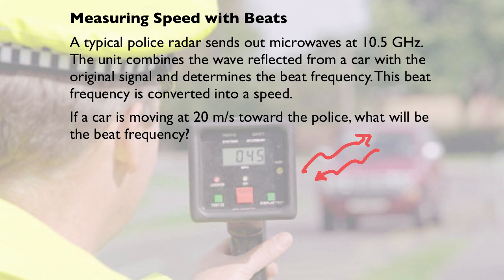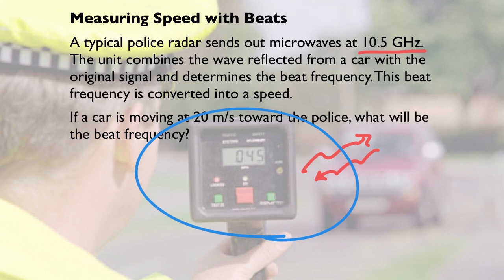And then what the detector does is it measures the shift in the frequency that went out and the frequency that came back. So suppose, and these are real numbers for a real radar gun, the radar sends out microwaves at 10.5 gigahertz, okay? And then the wave bounces off a car, which is coming toward the radar gun. And then it will measure the difference in frequency between the wave that goes out and the wave that comes back. And that frequency will be related to the speed of the car that the signal is bouncing off of. So the question is, if the car is moving at 20 meters per second, what will be the beat frequency?